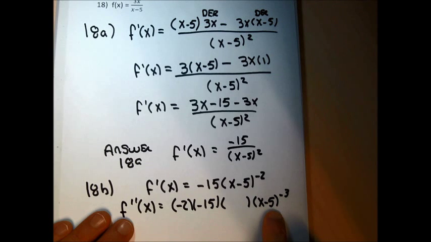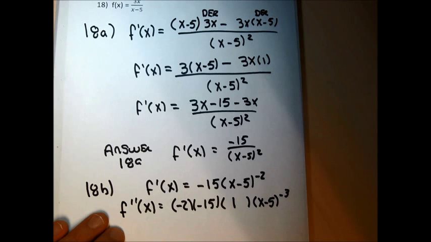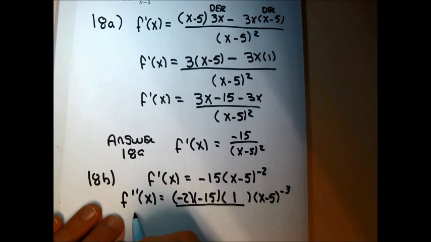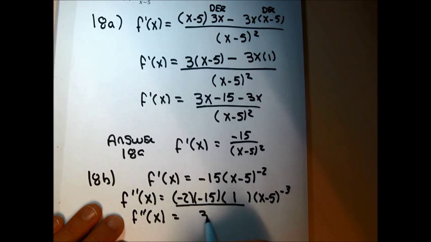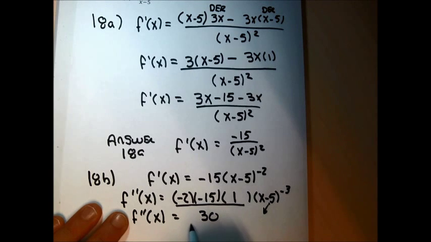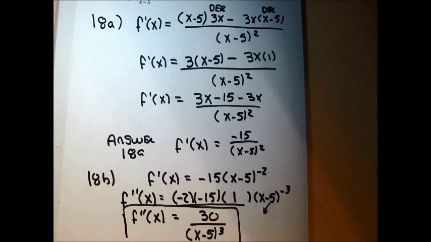The derivative of negative 5 is 0. The derivative of x is 1. So that's my derivative. Now I just clean it up. I multiply all of these and get positive 30. And I move this down to a denominator to get its exponent to be positive. And that's the whole answer to 18b. And that's the entire section.